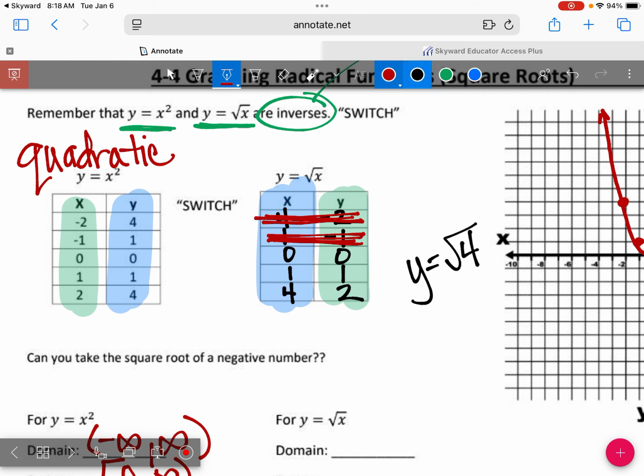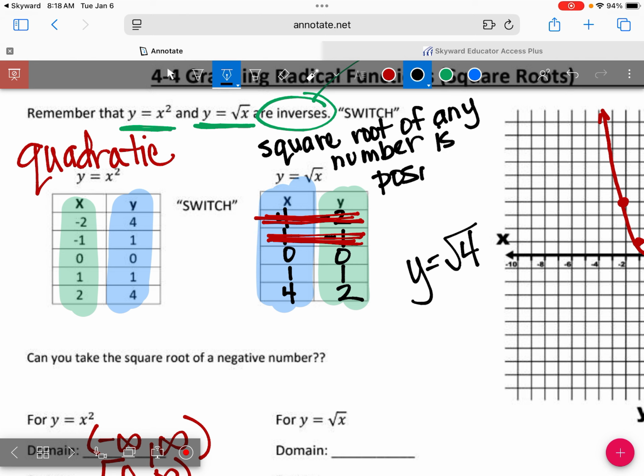So I'm going to write that here. The square root of any number is positive. Okay? So because of that, when I graph my inverse, I have to cross out the first 2. I can only put those 3 points at the bottom. So for my inverse, you're only going to graph 0, 0; 1, 1; and 4, 2. Those are the only 3 points that are valid for the inverse.